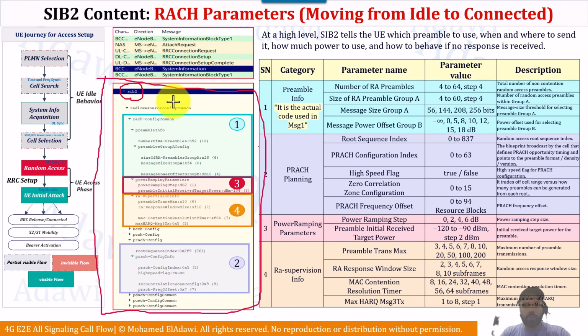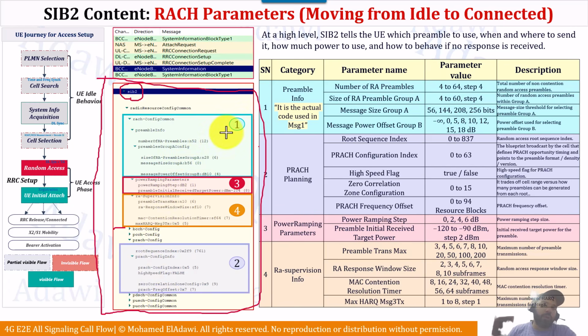Just one important point to highlight: system information block type 2 also contains many other parameters. For example, some parameters related to the broadcast channel, paging channel, physical downlink shared channel, physical uplink shared channel, and physical uplink control channel. But here we are just addressing, for now, the parameters related to the RACH. Usually the parameters related to the RACH are categorized into 4 categories.